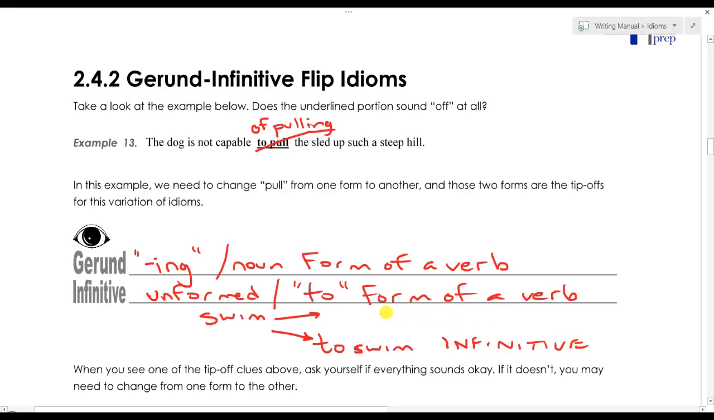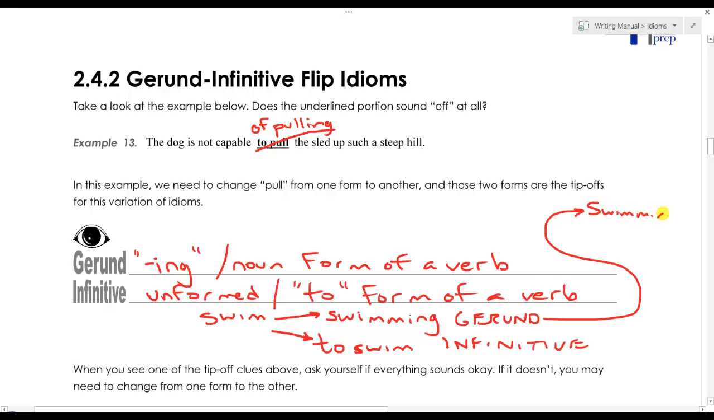And then we can also make the verb swim into a noun by adding an I, an N, and a G. This would be the gerund. Now the gerund can be shown in an example such as, swimming is fun. Notice what swimming is in this sentence. It is the subject of the sentence. Therefore, it is a noun.